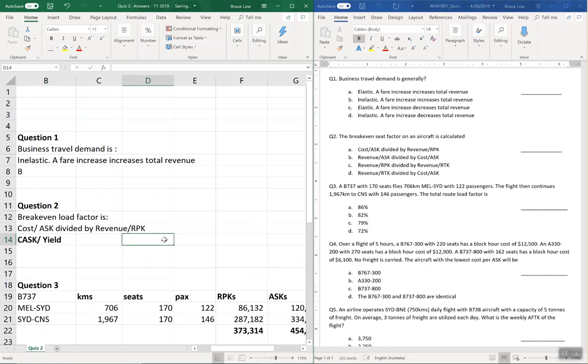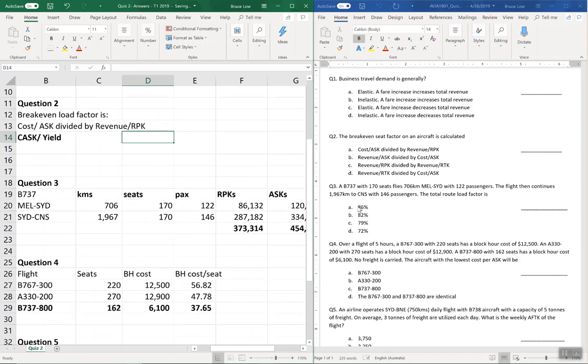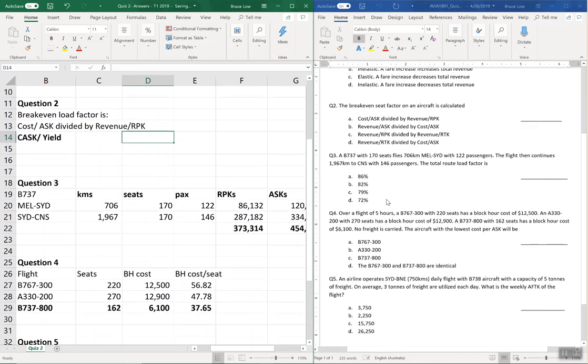And that's question 2. All right, question 3 has got some calculations. So question 3 is a 737 with 170 seats, flies Sydney-Melbourne 706 kilometres with 122 passengers, and then continues on to Cairns, which is 1,967 kilometres with 146 passengers, and we're looking for the total route load factor. So this is a good example where the seat factor for a particular sector is going to be different for the two sectors, and we're after the total route load factor, the load factor for both combined sectors.